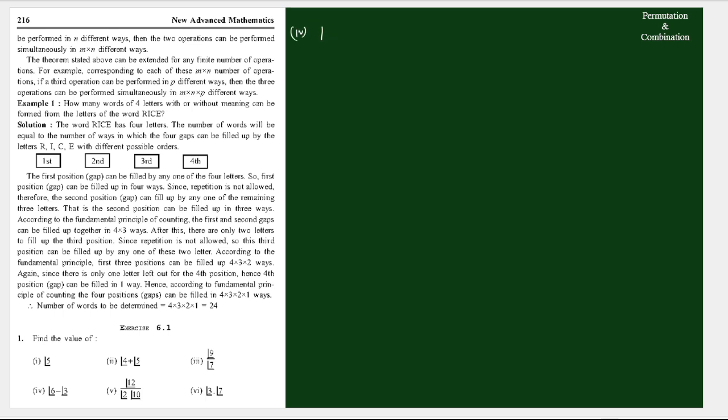Question number 4. Factorial 6 minus factorial 3. So how much is factorial 6? 6 into 5 into 4 into 3 into 2 into 1. 120 into 6 will be 720. And factorial 3 is 3 into 2 into 1, which is 6. So factorial 6 minus factorial 3 will be 720 minus 6, which is 714.